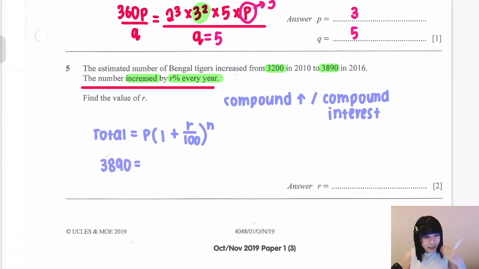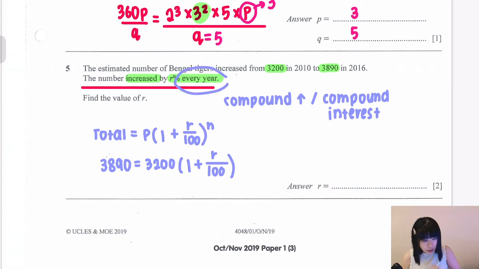Principal is what number you started off from, and you started at 3200. Then 1 plus R over 100. You're supposed to find the R, so R will be unknown for now. N is the period. Since this is every year, we are looking at how many years have passed.